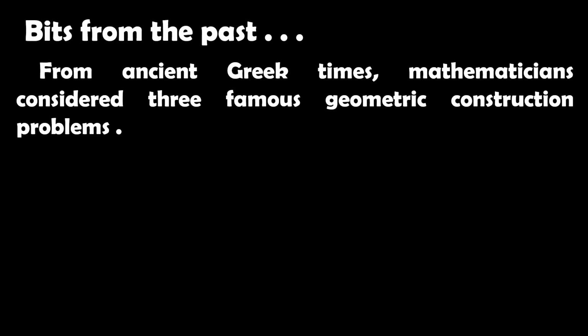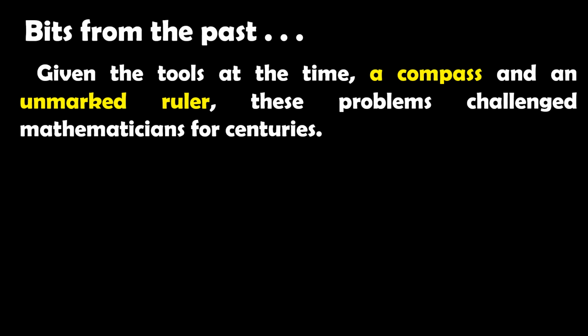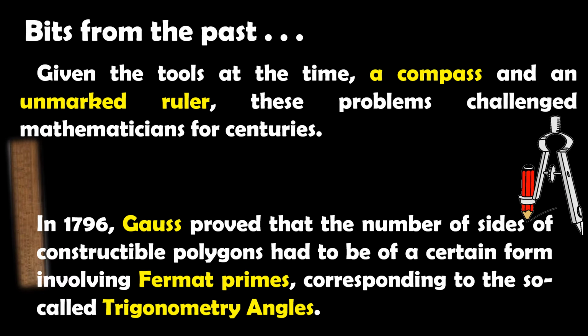So let us have some bits from the past. From ancient Greek times, mathematicians considered three famous geometric construction problems. Given the tools at the time, a compass and an unmarked ruler, these problems challenged mathematicians for centuries. In 1796, Gauss proved that the number of sides of constructible polygons had to be of a certain form involving Fermat primes, corresponding to the so-called trigonometry angles.